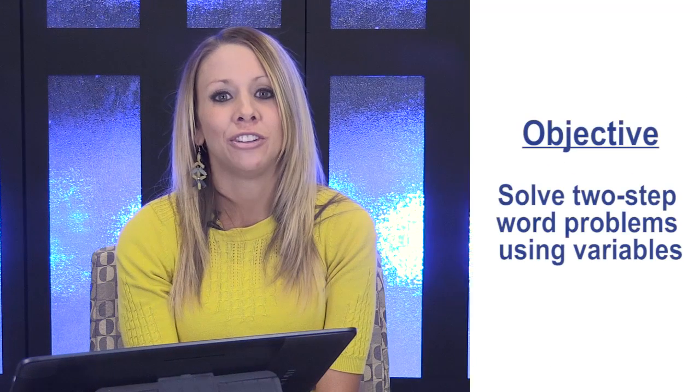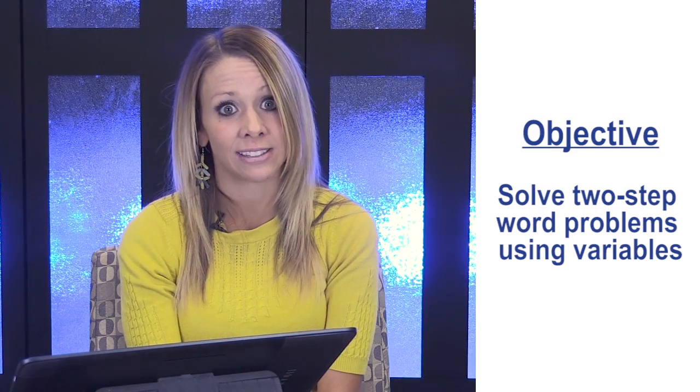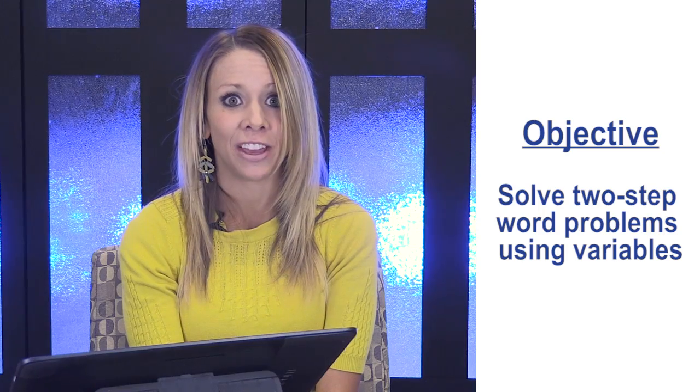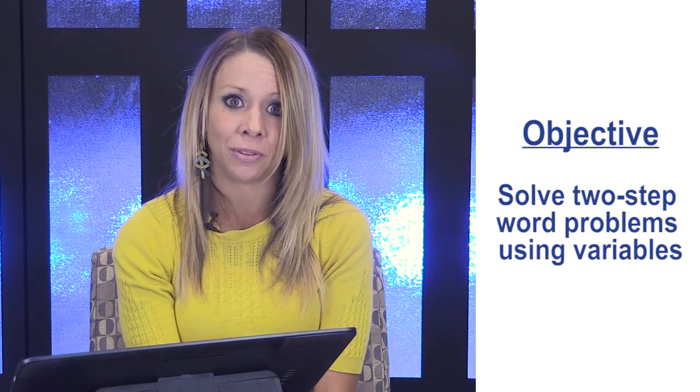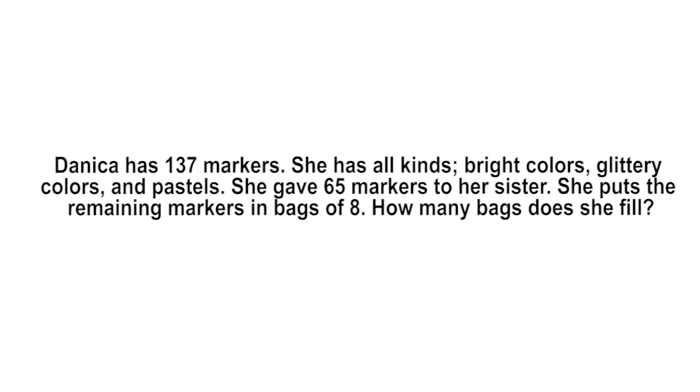Today, we will solve two-step word problems using variables. Today is the last lesson of a four-part problem solving with two-step word problems using variables. Our first problem in this lesson is, Danica has 137 markers.